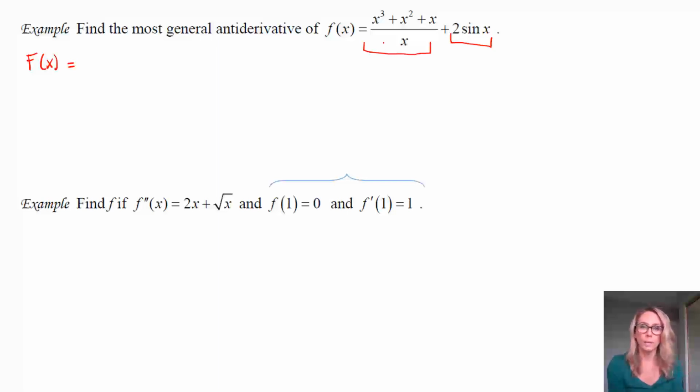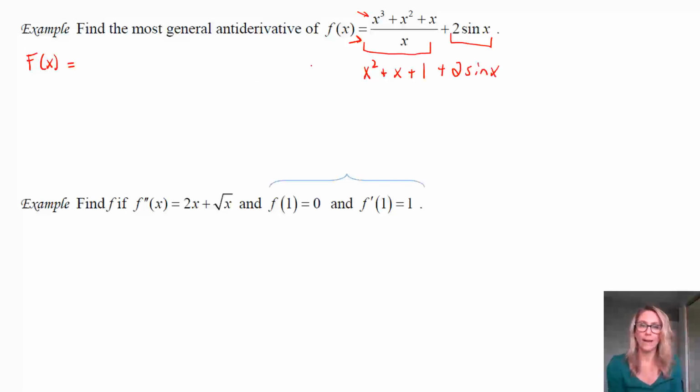However, don't forget that you can't just take the antiderivative of the top and then the antiderivative of the bottom using that kind of power rule that we just did for antiderivatives. You need to rewrite it first. So we want to divide each piece by x. So thinking about dividing each piece by x, we will have x squared plus x plus 1, and then plus our 2 sine x.